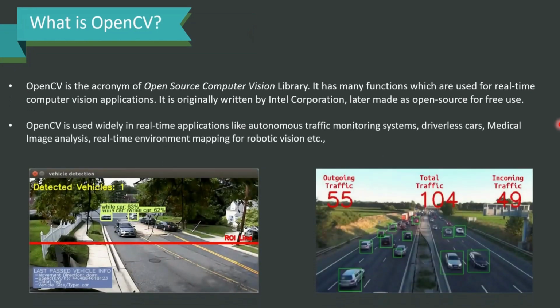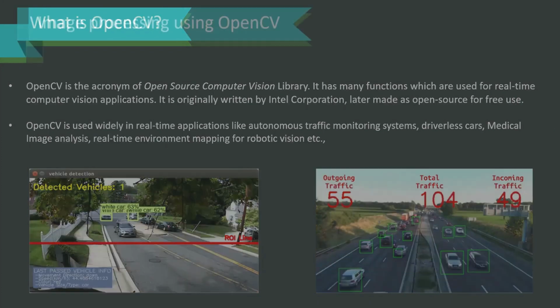OpenCV is used widely in real-time applications like autonomous traffic monitoring systems, driverless cars, medical image analysis, real-time environment mapping for robotic vision, and many more applications. You can see some of the examples that we have presented in front of you where you are detecting the vehicles crossing that particular region of interest. OpenCV is very powerful and easy to use.